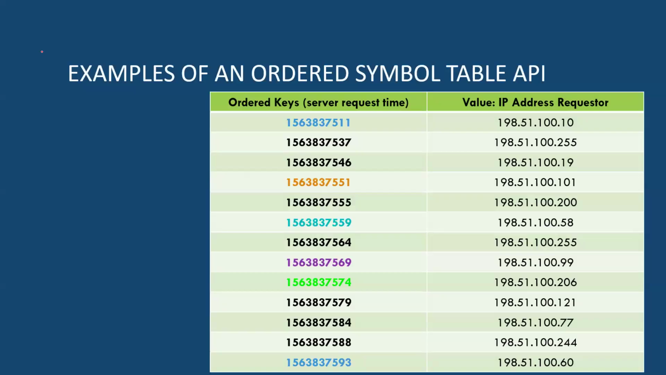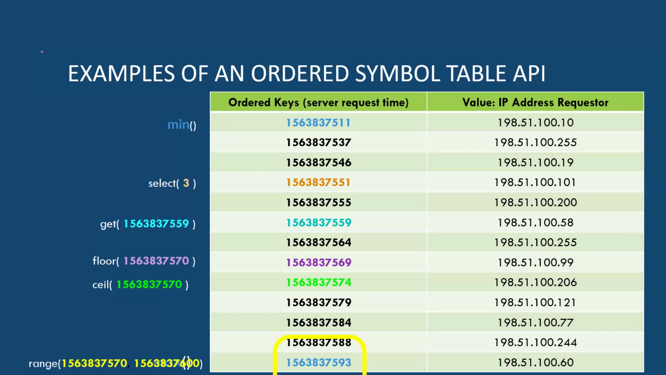In a symbol table that supports that, we may have some extra methods. We might ask, what's the minimum key in the database? Or what's the maximum key? Or what's the rank, or select 3, what's in position 3? Or what's the ceiling? Or what's the floor? These probably seem familiar because these are binary search tree operations. For those of you who recall the midterm, we had rank and ceiling and all those things.